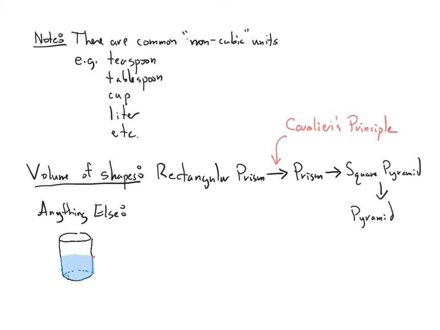Then I drop in the object. Let me just draw a little object that I drop in. It's not going to be a pyramid or a prism. It's just going to be some lumpy, bumpy object. And as that lumpy, bumpy object enters the water, it's going to displace the water up into the cylinder, so it's going to raise the water level. So let's say it raises the water level to there.